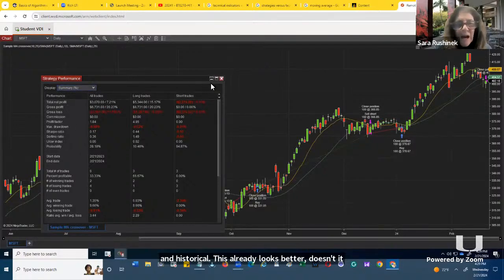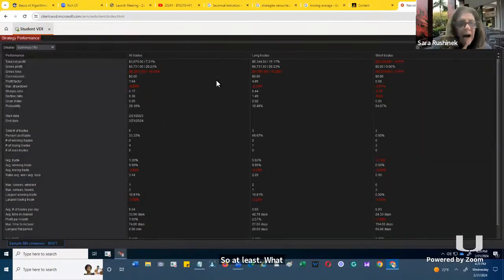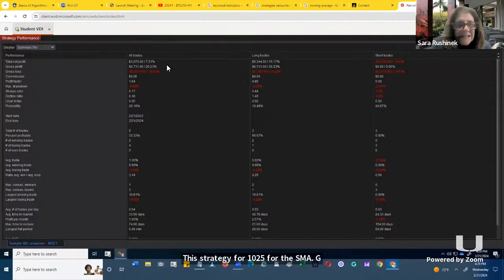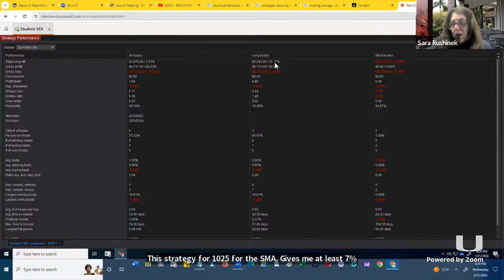So at least what I want to do, Ike, is have all my trades be positive, right? So your goal for your group is, each person in your group, Ike, you can take the role and try. It's picking and choosing right now. This strategy, 10 25 for the SMA, gives me at least 7%, 15% for the long trades, which is not bad. And my short trades were losers.